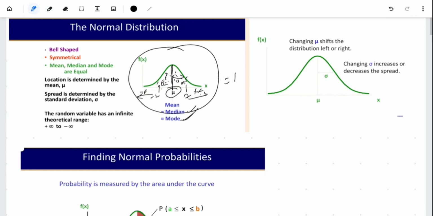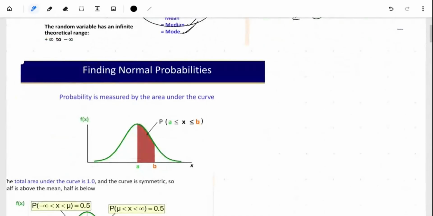Okay. So changing the mean shifts the distribution to the left or right. By changing the mean, you are shifting the distribution to the left, or you can shift it to the right. And changing the standard deviation increases or decreases the spread. So by changing this standard deviation, you can increase or decrease the spread.